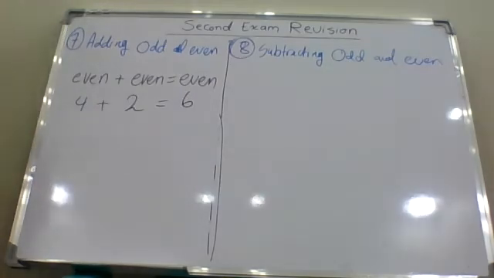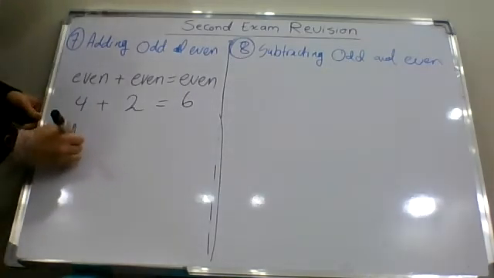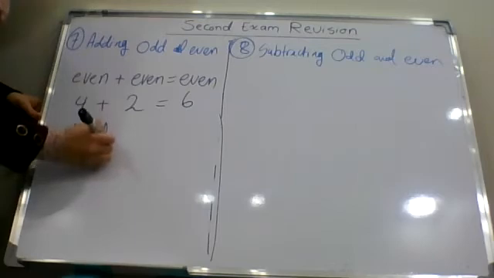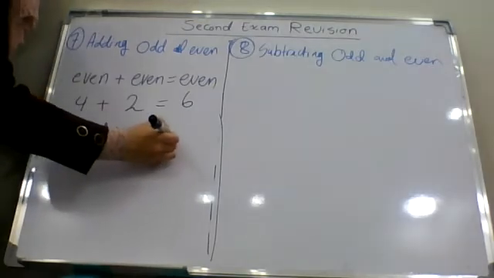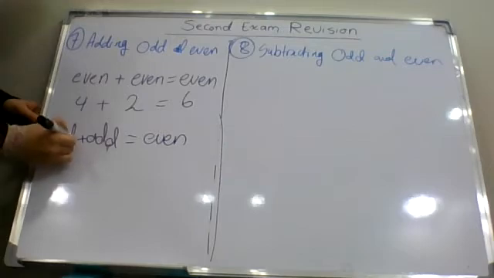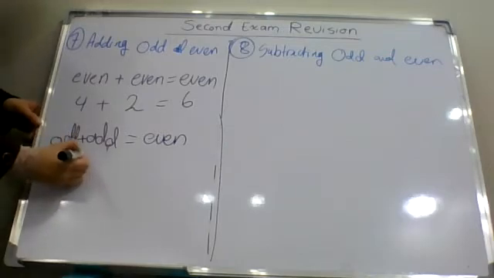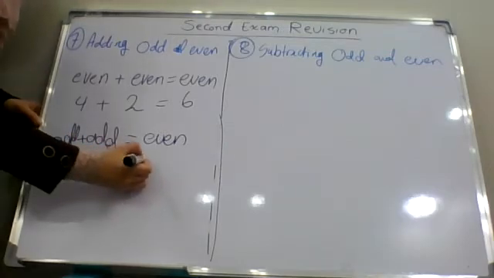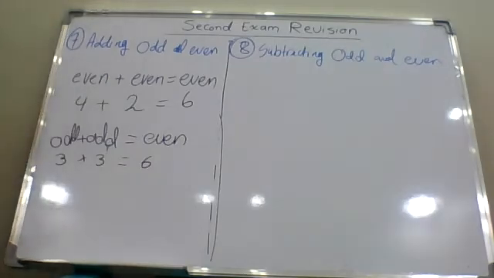The second one, if you add odd plus odd, the answer is going to be even. If you add 3, this is odd, okay? Plus 3, it's going to be 6, which is an even number, okay?